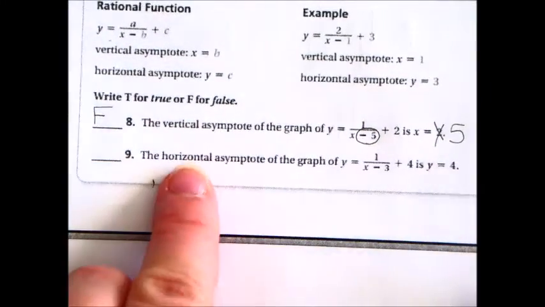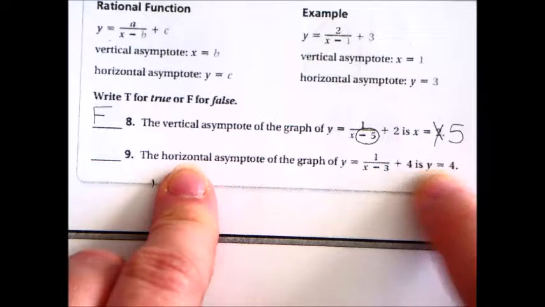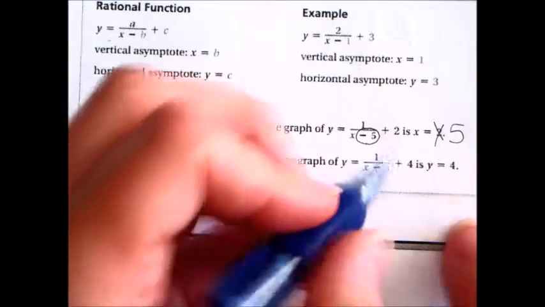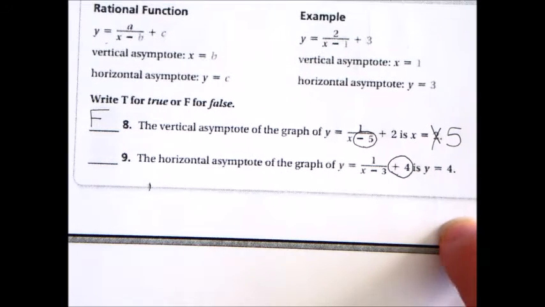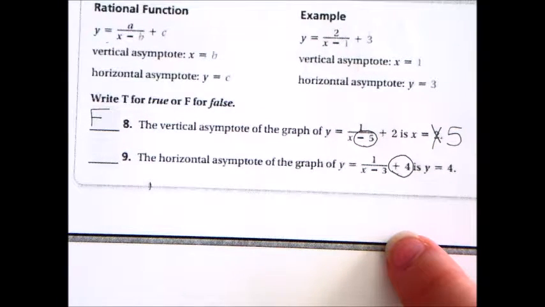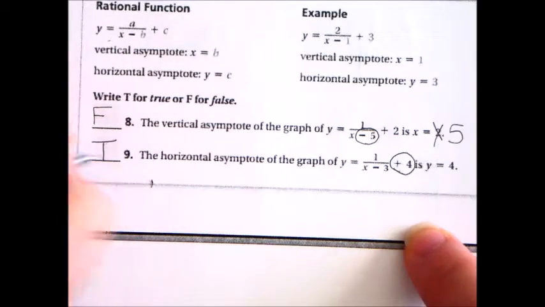The horizontal asymptote is the number in the back, and it's y equals 4. That matches, because y can't ever be positive 4. That is a true statement.